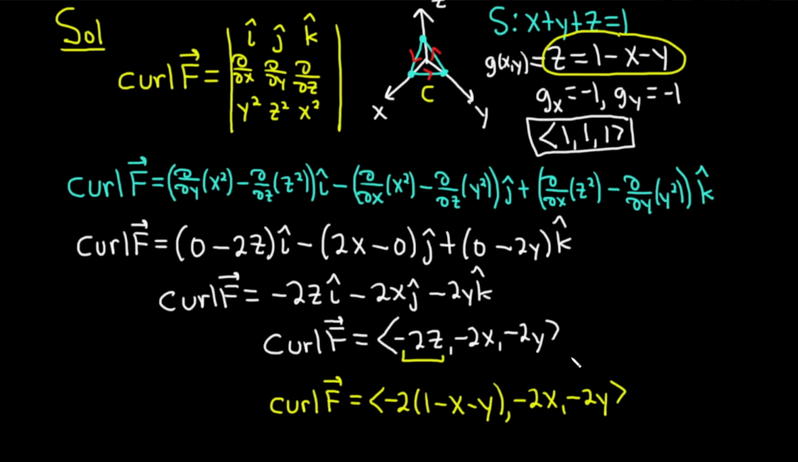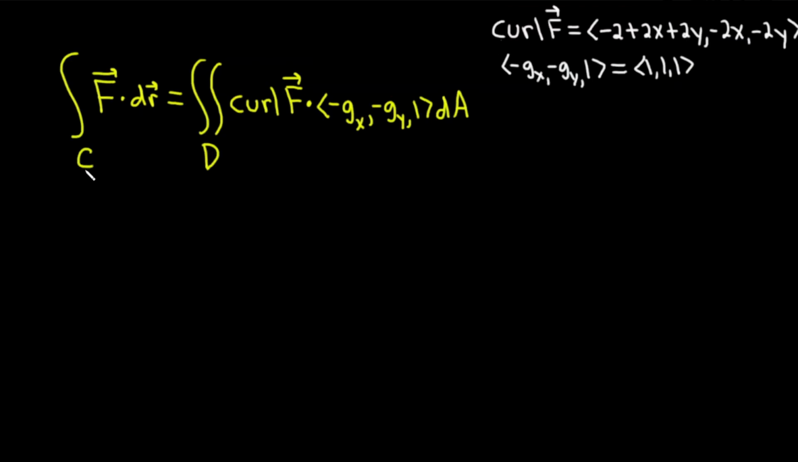All right, let's go ahead and recap everything we have and finish up the integration. So we have the line integral over c of f dot dr is equal to the double integral over d of the curl of f dotted with the vector whose components are -g sub x, -g sub y, and 1, dA. This is equal to the double integral. And for the curl of f, we have the vector with components -2 plus 2x plus 2y, comma -2x, comma -2y. I just did a little bit of simplification, just multiplied the 2 through. And this other vector, -g sub x, -g sub y, comma 1, is just the vector 1, 1, 1.